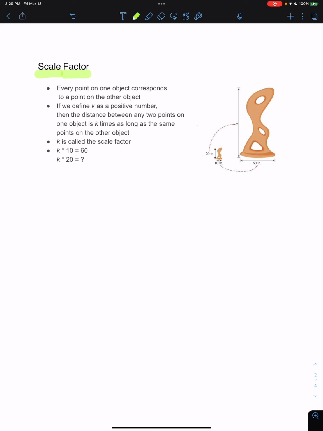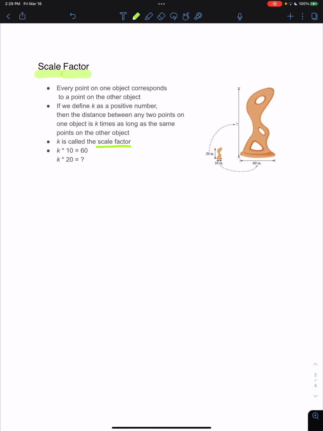other object. And then we define k, which is a positive number, and that is the distance between any 2 points from one object is k times as long as the same points on the other object. And we call this k the scale factor.